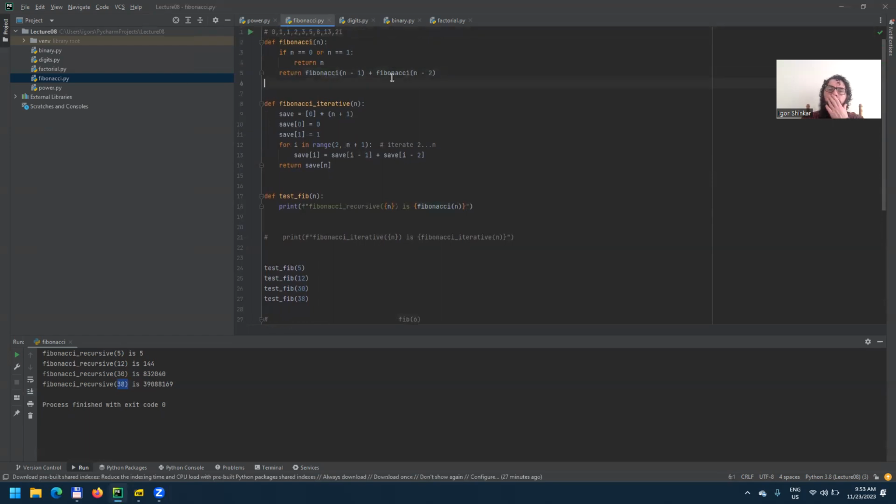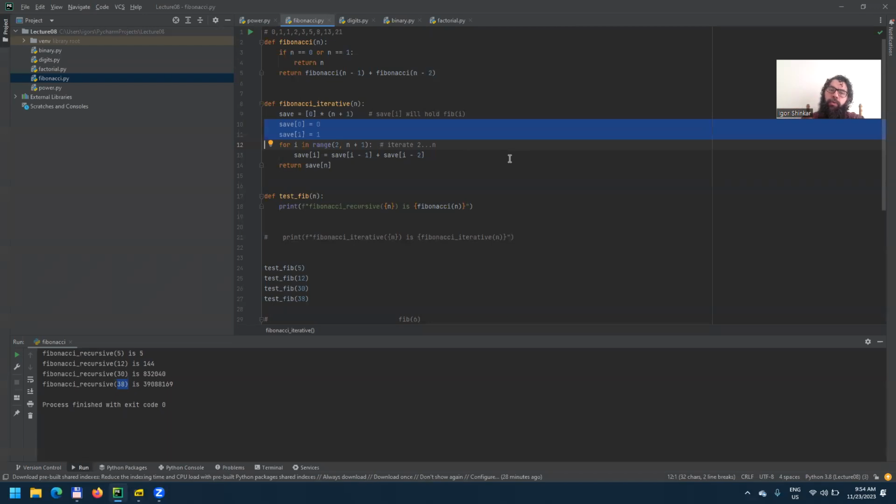So instead, here's a non-recursive solution. So this is an iterative solution. So here's what we're going to do. We're going to have a list called save. So save in position i will hold fib of i. So it will be a list of length n plus 1, right? So 0, 1, 2, 3, up to n. Save of 0 is 0, save of 1 is 1.